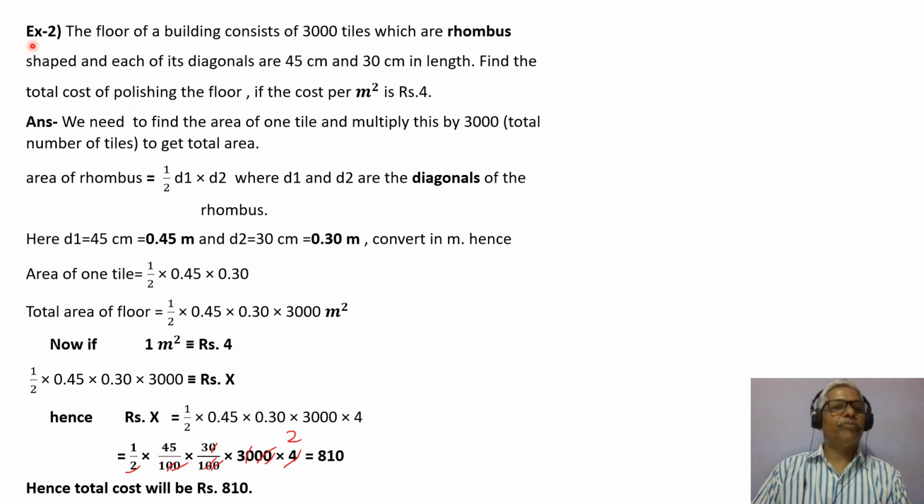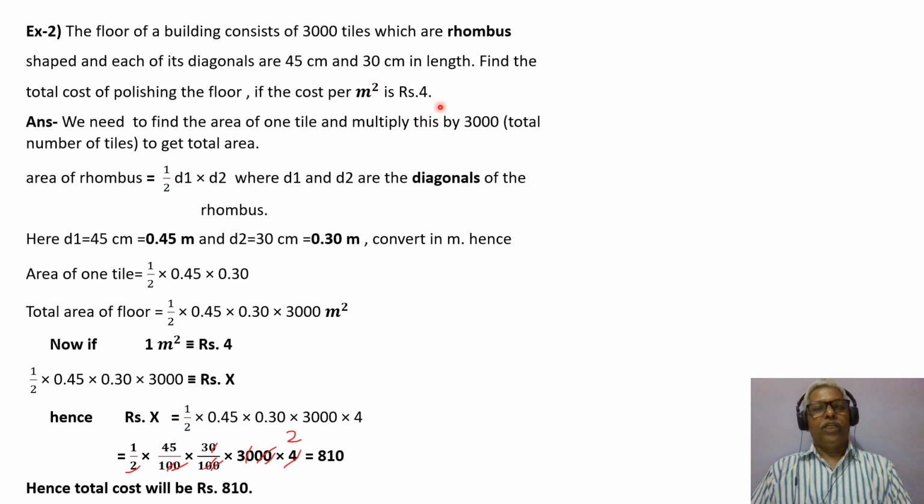So exercise number 2, second one, read this very carefully. The floor of a building consists of 3000 tiles which are rhombus shaped. Each of the diagonals of this rhombus is 45 centimeters and 30 centimeters in length. Here it is very easy. Find the total cost of polishing the floor if the cost per meter square is rupees 4.